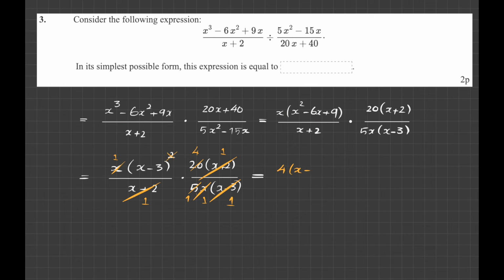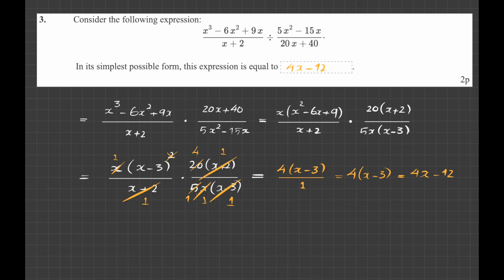x minus 3, and at the denominator just 1 times 1 times 1 times 1, which is 1. And of course you can write it as 4x minus 3 here. If you write this expression here, I accept it from you, but I myself prefer to continue and open up the pair of brackets, so it becomes 4x minus 12, and then 4x minus 12 is the answer that I provide here.